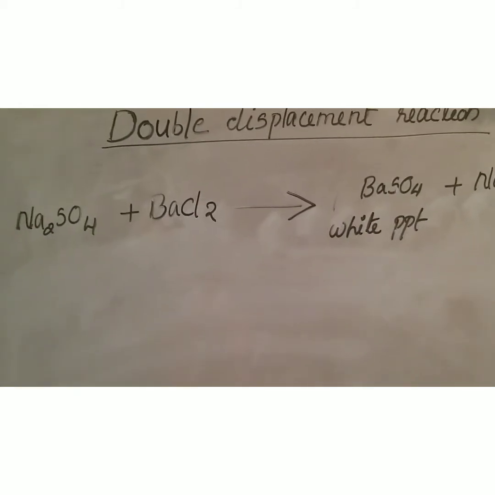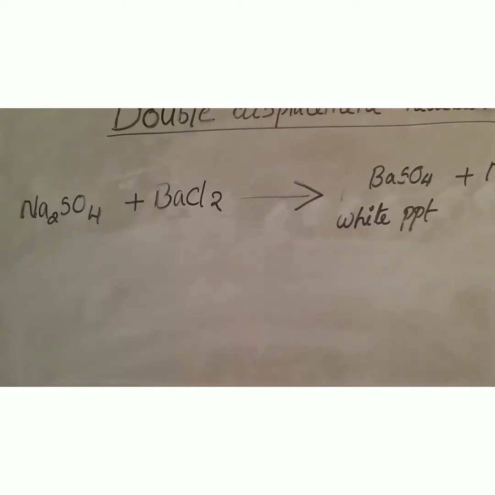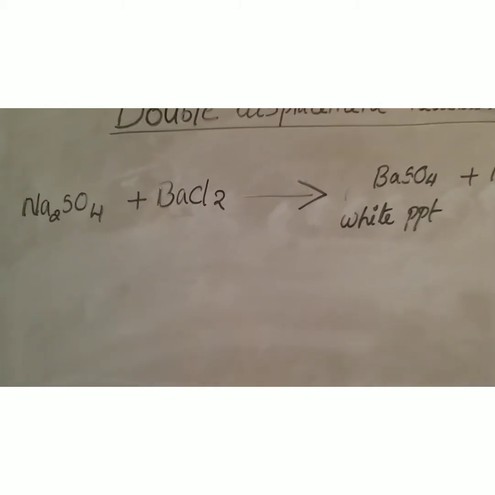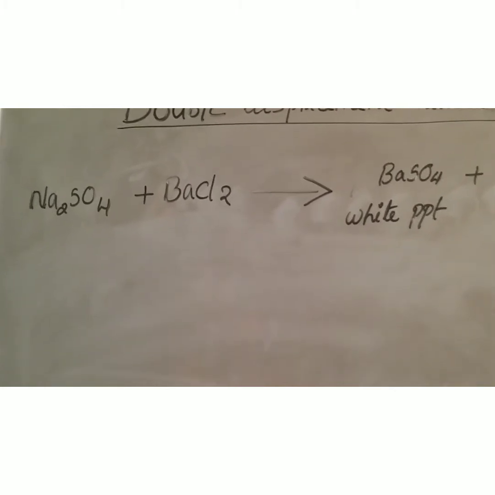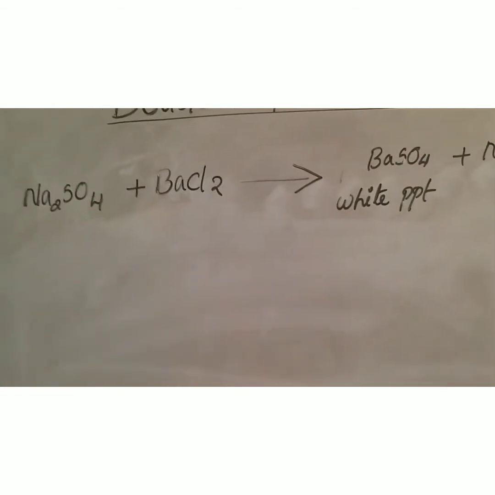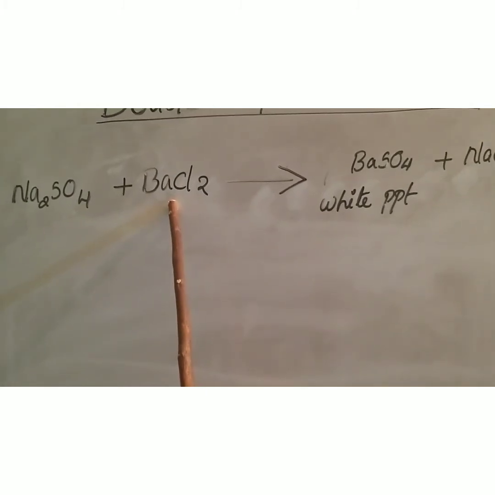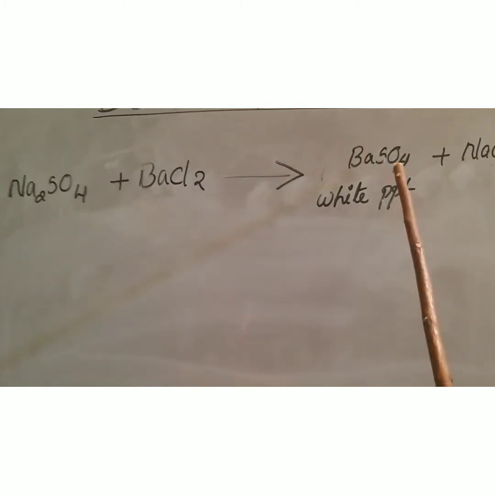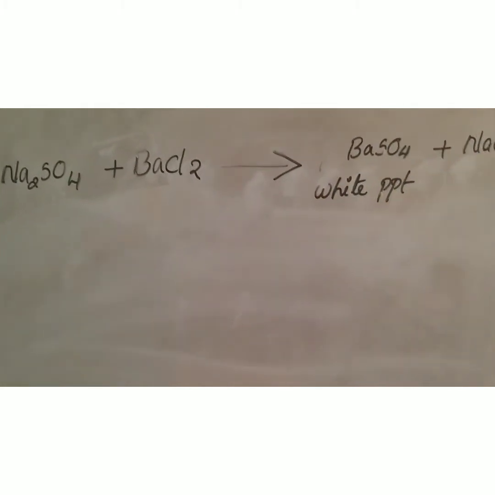What is precipitate? An insoluble substance formed by a chemical reaction is known as precipitate. Sodium sulfate reacts with barium chloride to form two products, namely barium sulfate and sodium chloride.